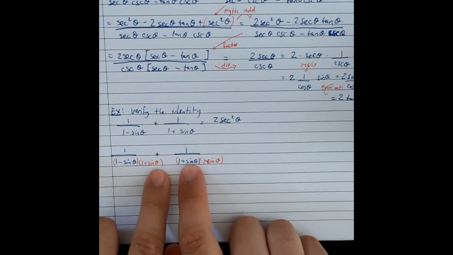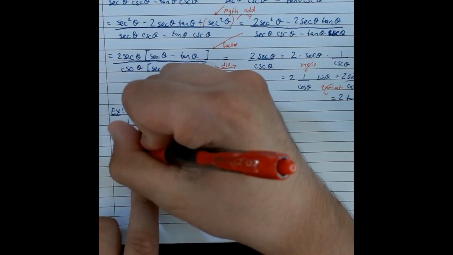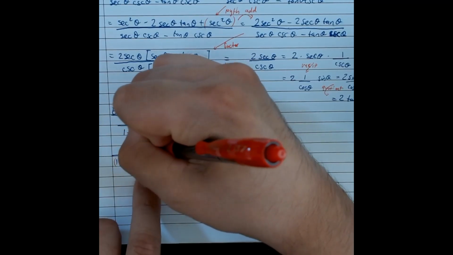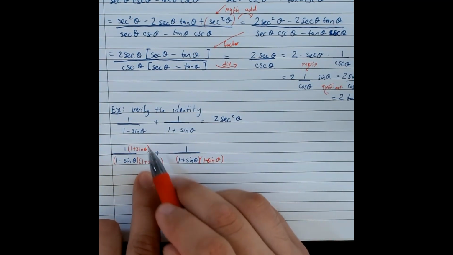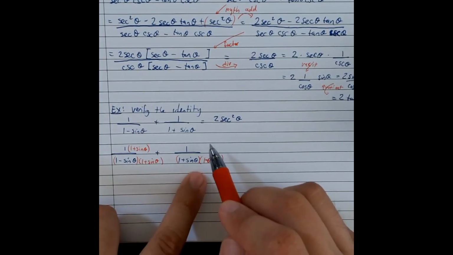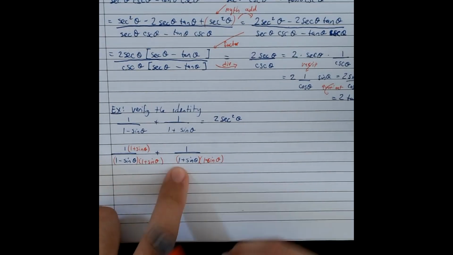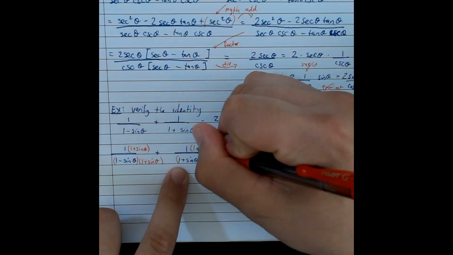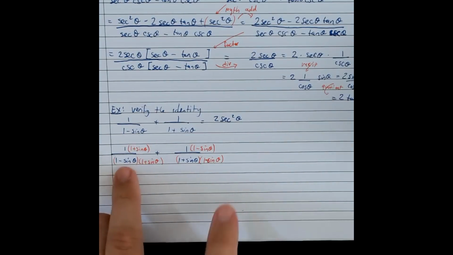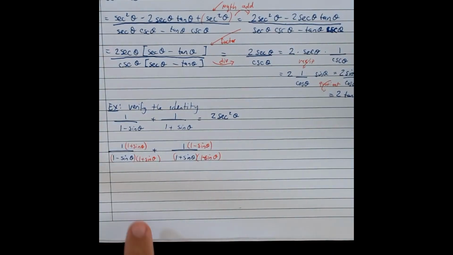That times that. But of course, since this is a fraction, whenever I change the bottom, I need to change the top. Otherwise, I've rewritten my fraction in a different way. So here I need the top and bottom to still be scaled the same way. And likewise, if I multiply this by 1 minus sine of theta, I need to multiply this by 1 minus the sine of theta. Okay? Whatever you do at the bottom, you do on top. So now let's see what we have.